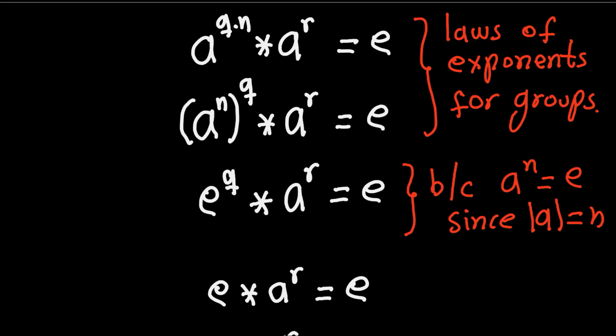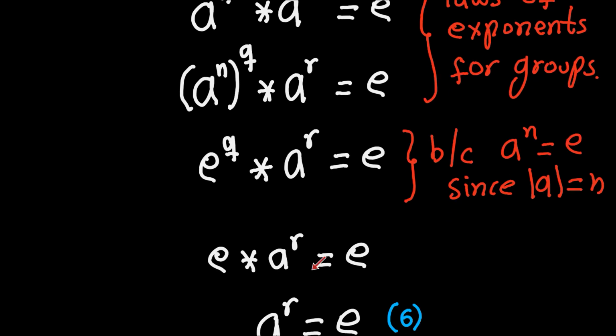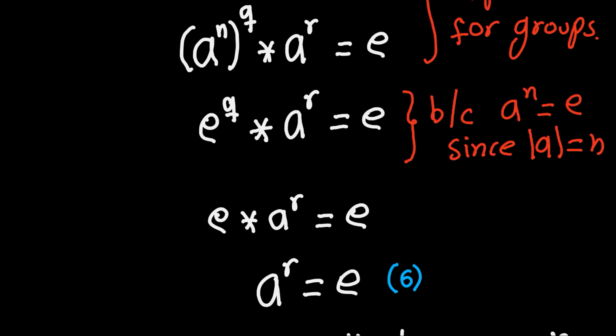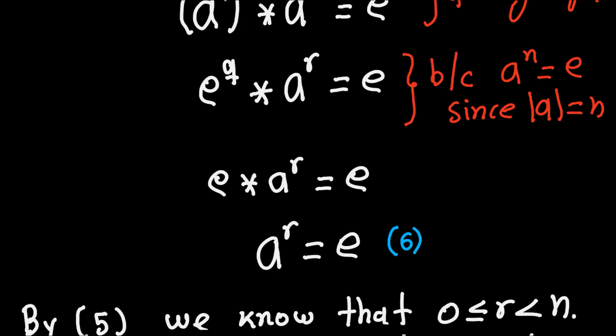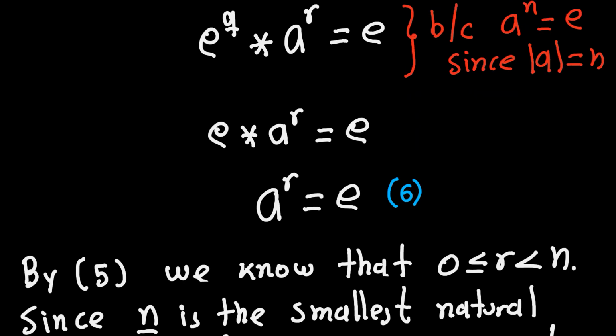So that means I have e to the q. But e is the identity. The identity of a group to any integer exponent is the identity again. So that gives me the identity star a to the r is still the identity, because on this side I'm always going to have the identity. The identity star any element of the group is that element. So that means I can simplify all of this into a to the r. So I have a to the r is the identity. I'm going to call that number 6.